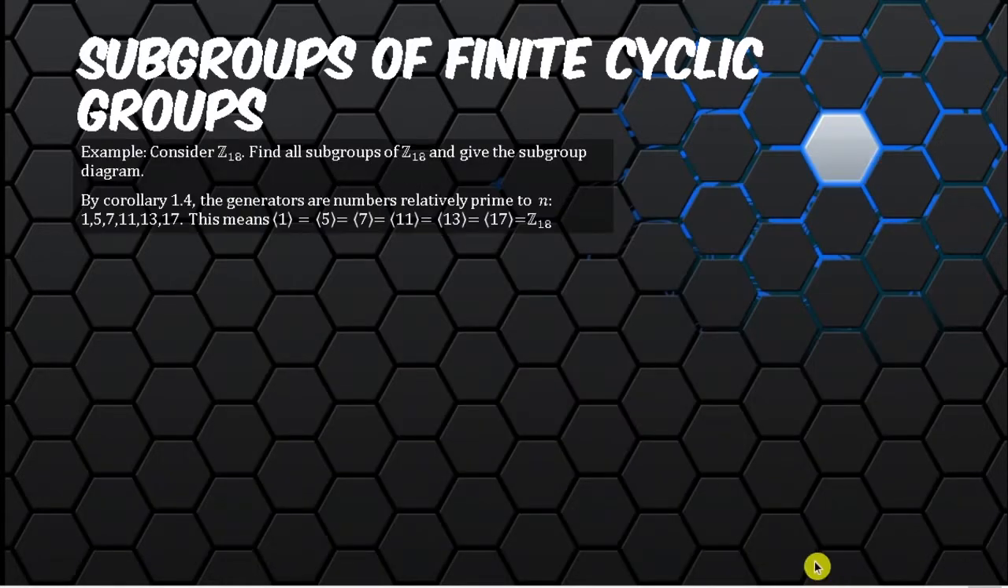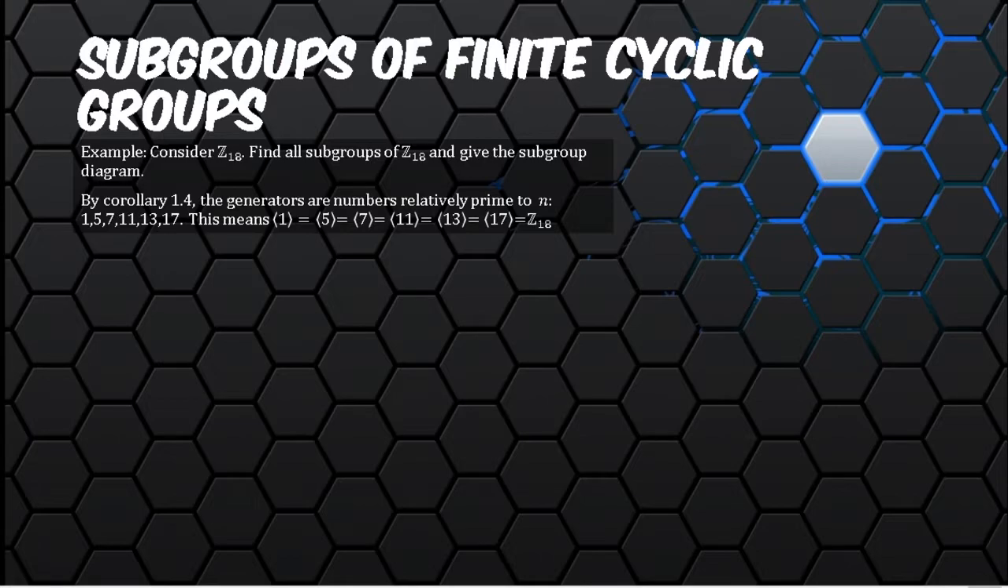I think I have an example here. With all the theorems and corollaries that we mentioned, let us answer this one. So we find all the subgroups of Z18 and give the subgroup diagram, or the lattice diagram.